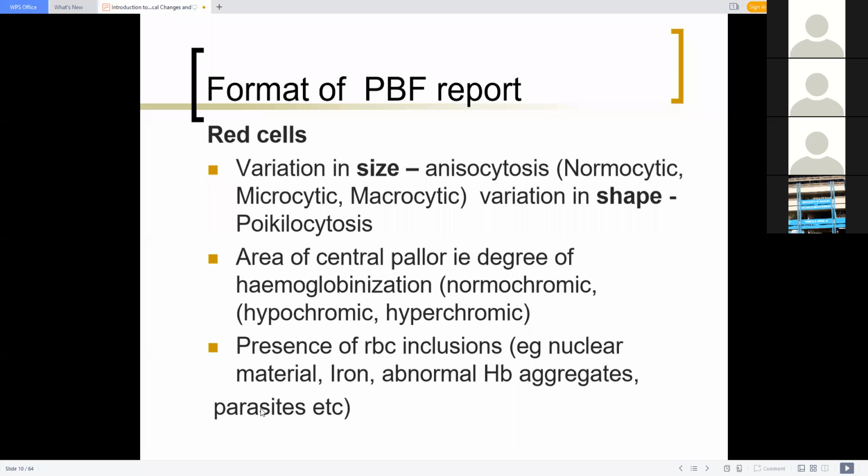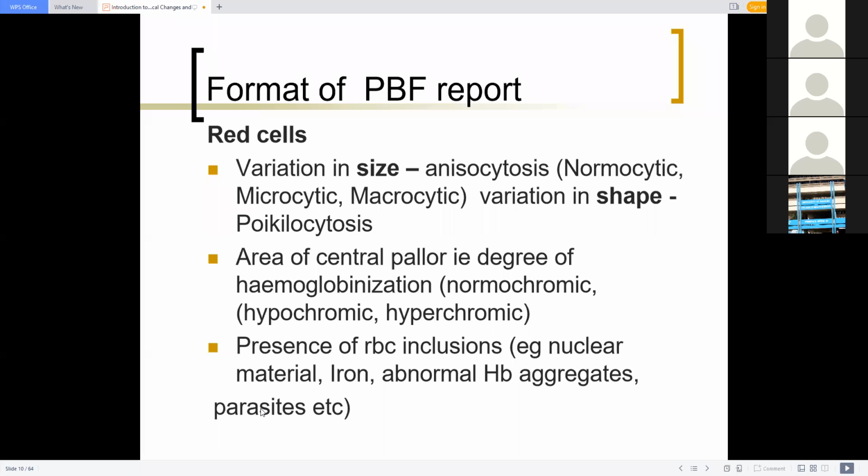Those are the descriptive terms that we use to describe the morphological changes that occur for the red cell, all right? So variation in size, which we refer to as anisocytosis, variation in shape, which we've referred to as poikilocytosis, and I'm going to give you examples of these. We also describe the degree of hemoglobinization, and we use the terms normochromic, hypochromic, and hyperchromic. And then, of course, if there are inclusions, we will say what types of inclusions they are.